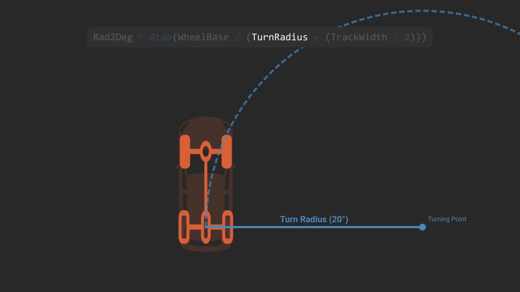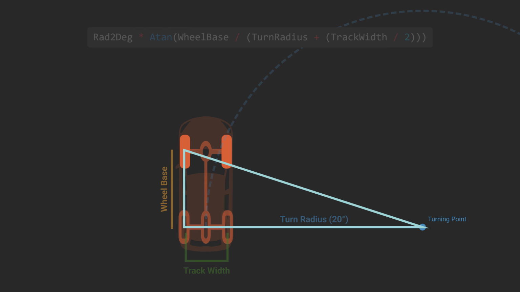To calculate those angles, we use 2 different measurements. The wheelbase, which is the distance between the front wheels and the rear wheels, and the track width, which is the distance between the left and right wheels. These values represent the sides of a triangle we can draw between the front wheel, its rear wheel, and the turn origin. Using the triangle, we can calculate the angle of each wheel by getting the reverse tangent of the left side divided by the bottom.